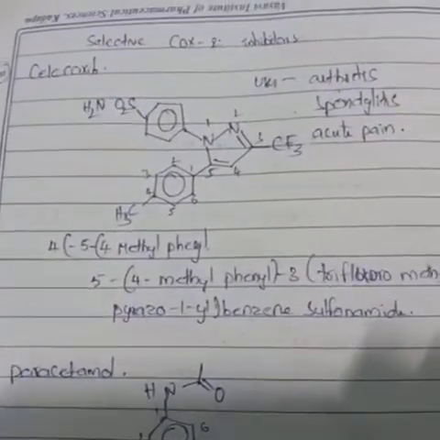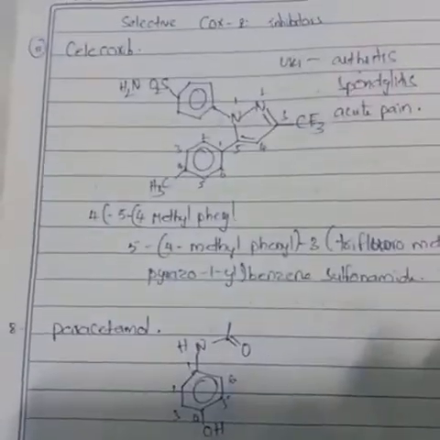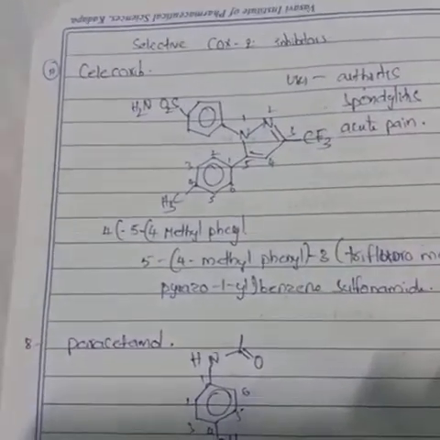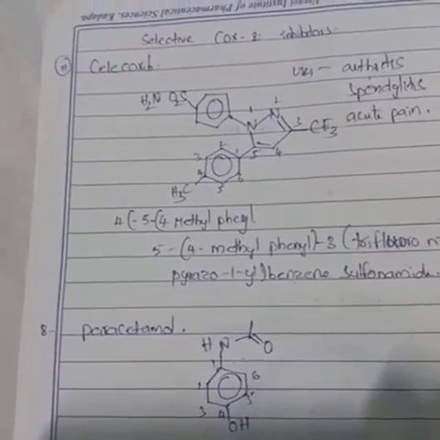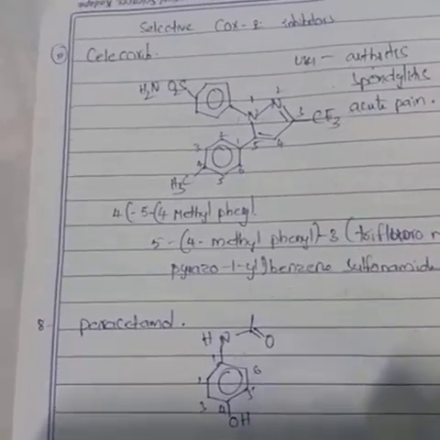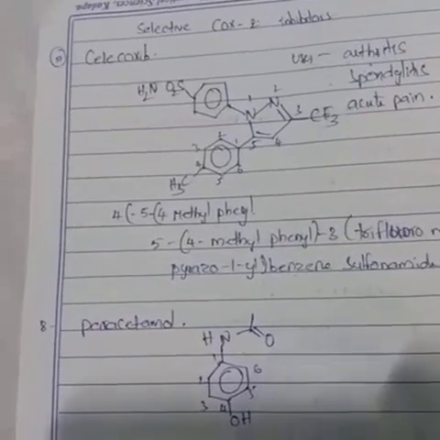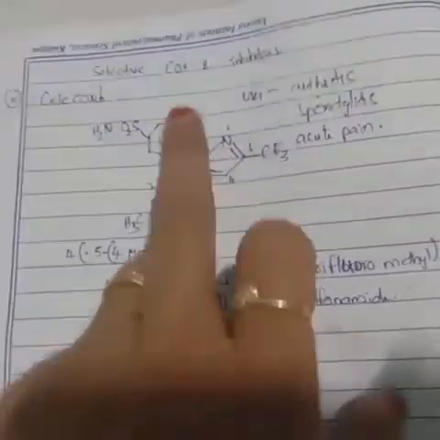See next, now we are going to see selective COX-2 inhibitors. Before, we have seen all the drugs, they are not selective. They are COX inhibitors. They will inhibit both COX-1 and COX-2. So now we are going to see selective.